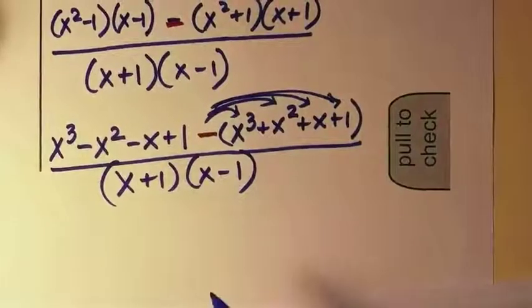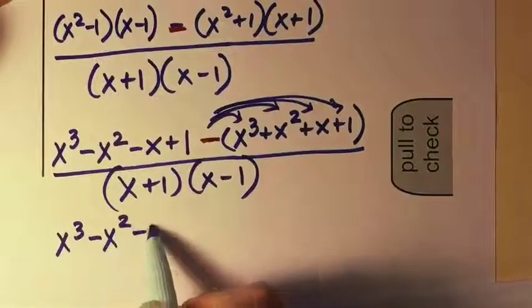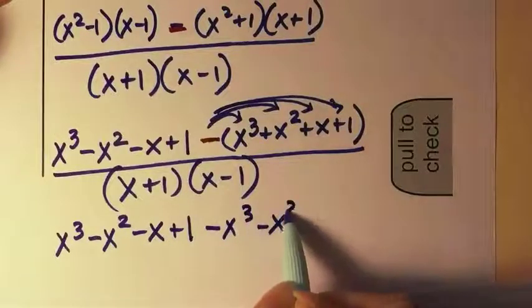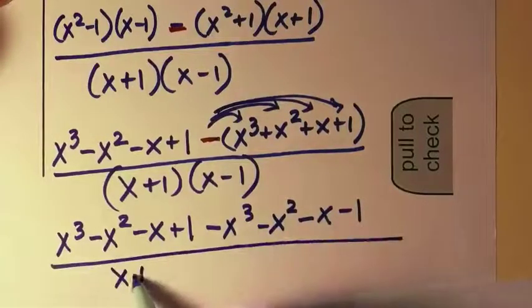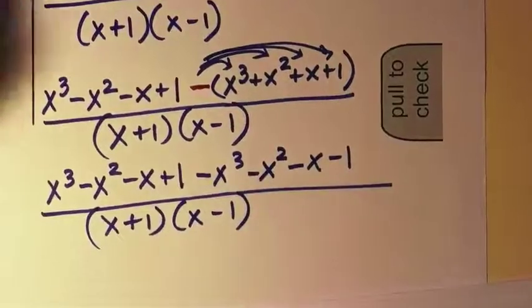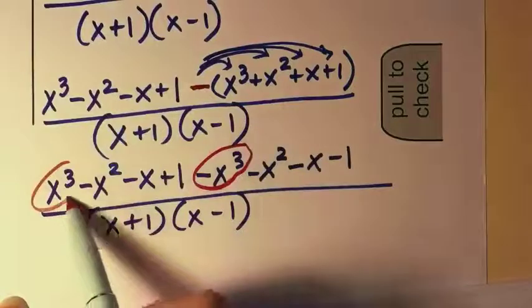So after I distribute, you'll notice you have x cubed minus x squared minus x plus 1 minus an x cubed minus an x squared minus x minus 1 all over x plus 1, x minus 1. Now, let's go ahead and simplify. Do we have any like terms here? I see a minus x cubed and x cubed.